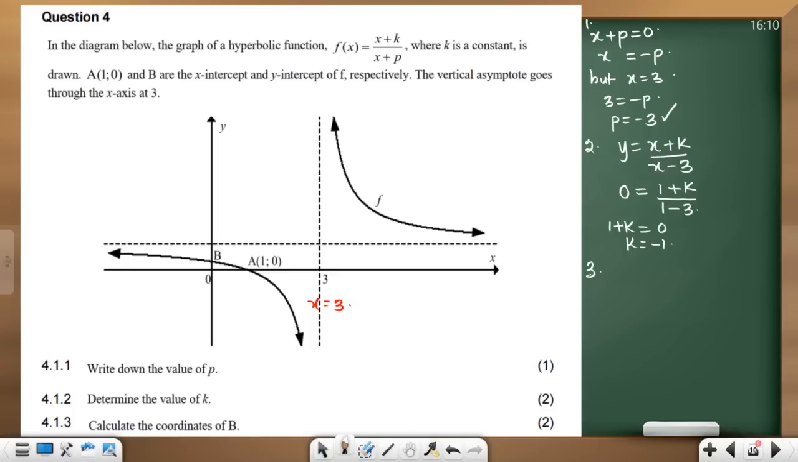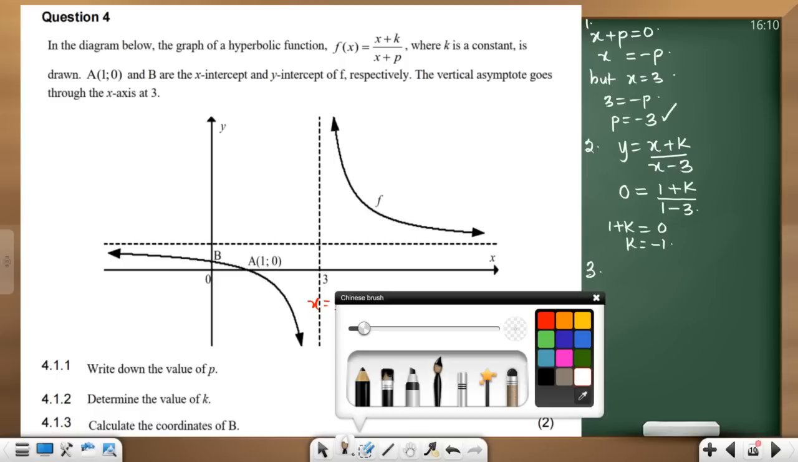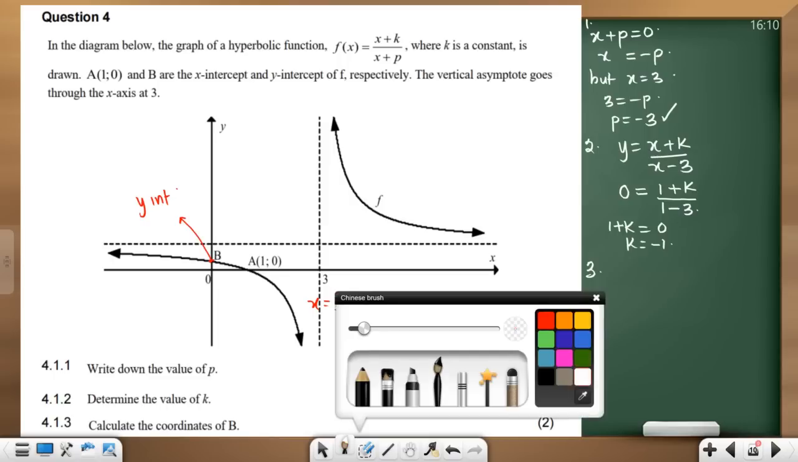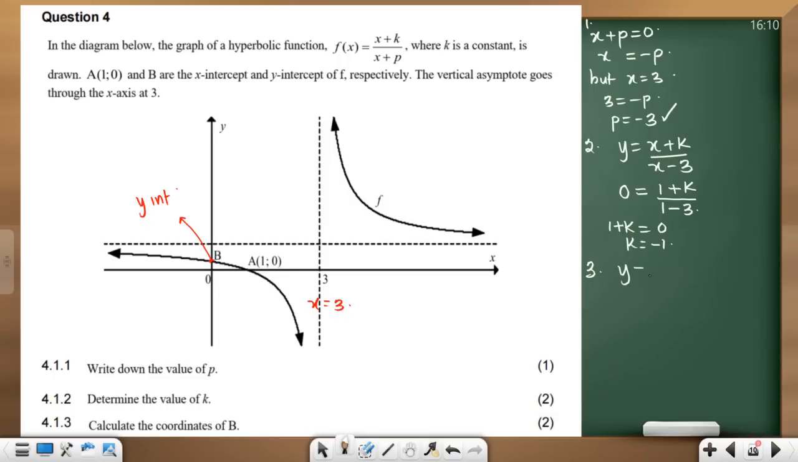Number 3. Calculate the coordinate of b. What do you know about b? What can you see? B is my what? Y intercept. Therefore, I know my x is 0. So I have y equals to, my equation is now x minus 1 over what? X minus 3. So what's our answer?